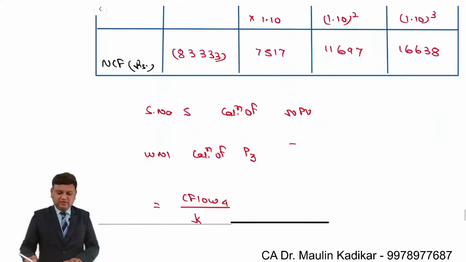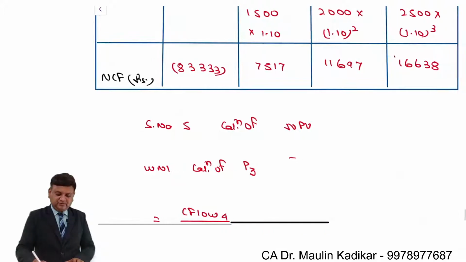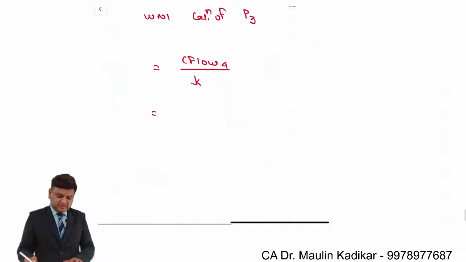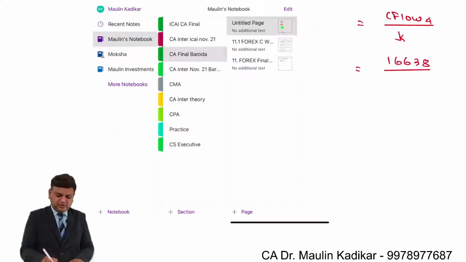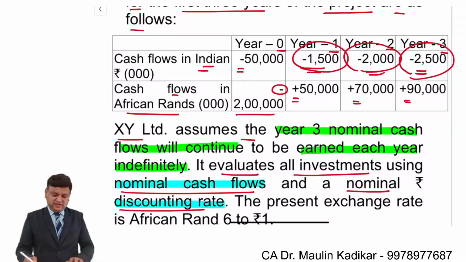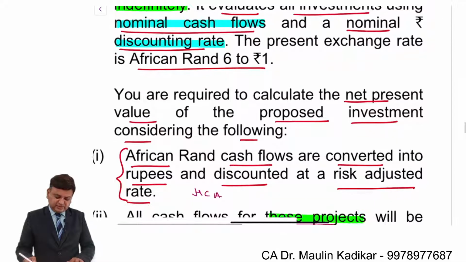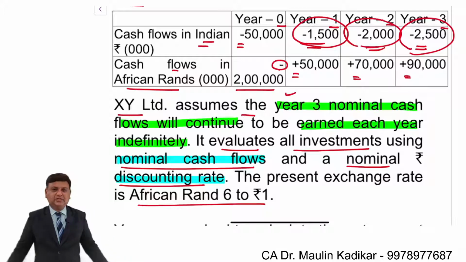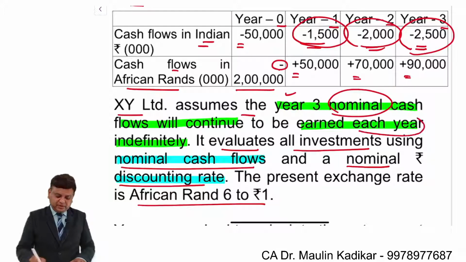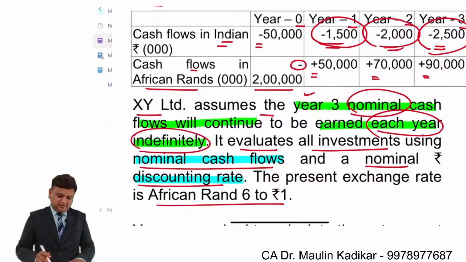Now fourth year and onwards for perpetuity, you are going to receive this amount, 16,638. So this amount which you are going to receive from end of year 4 onwards for perpetuity will be discounted to third year end. Language of the question speaks like this. Assuming that year 3 nominal cash flow, very good clarity is provided by them. Year 3 nominal cash flow continue to be earned each year for indefinite time period.